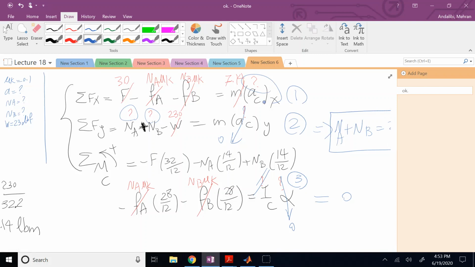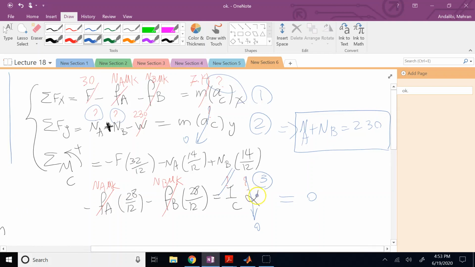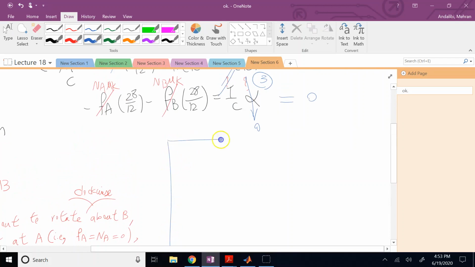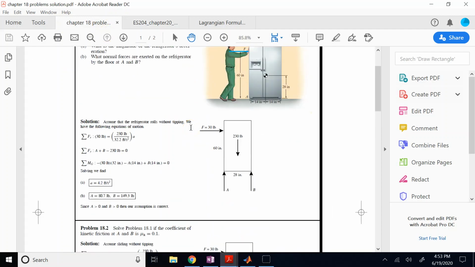And therefore, what you can do is, because if you look at equation number 3, it is only between NA and NB, right? Everything else is a known number. So 3 and 2 have only NA and NB, nothing else. So from 3 and 2, you can directly solve for both. And once you plug them back into 1, you can find what? ACX. So I write that solution for you here. So from 2 and 3, if you solve, you will find that NA is equal to, and NB is equal to, and the numbers are 80.7, 149.3.